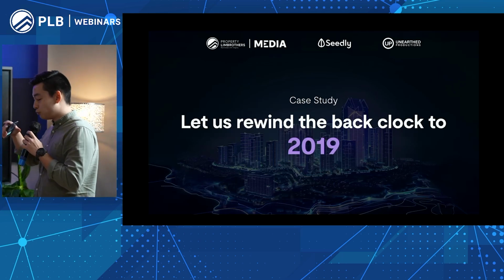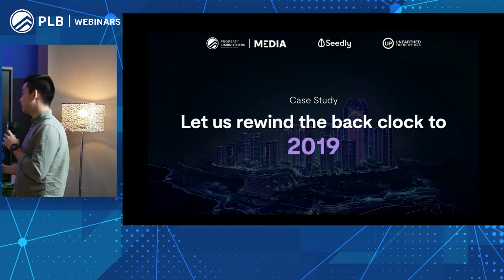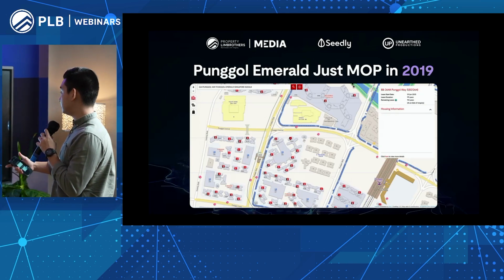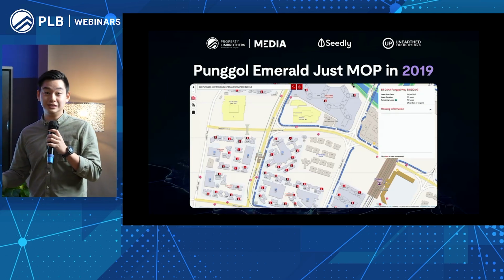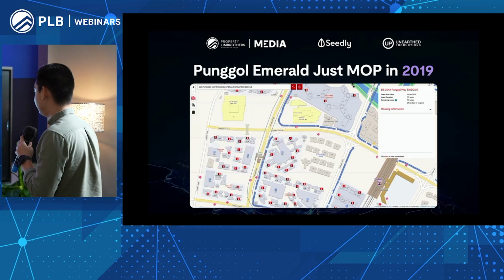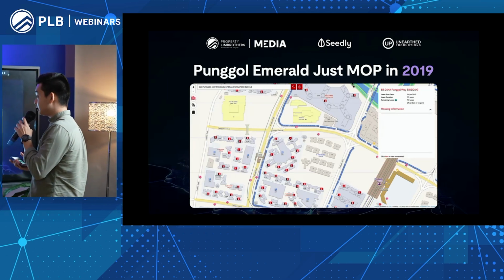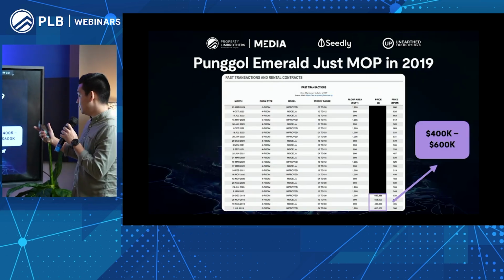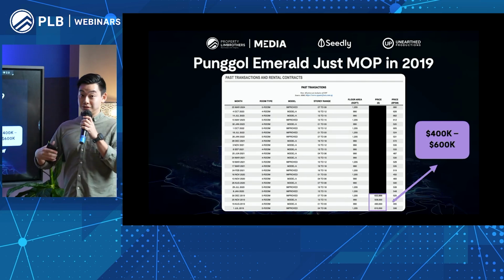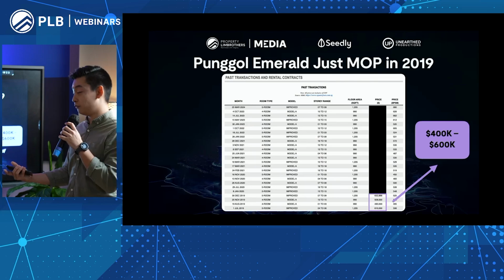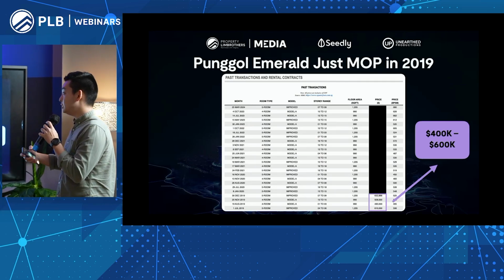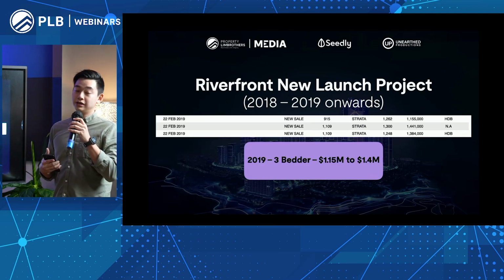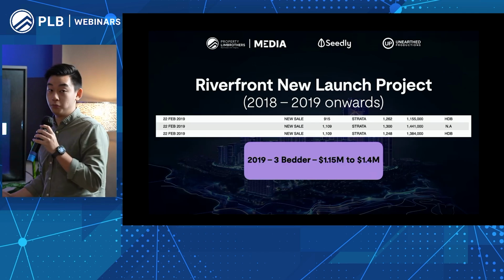So if we can just rewind the clock back to 2019, this Punggol Emerald HDB cluster has just reached its MOP as well. And this is a fantastic location because it's right beside the MRT station, with tons of amenities as well. If you do choose to stay in this place, I think you're going to enjoy it. But let's say the buyers or the sellers actually choose to dispose of the place in 2019, they would have sold it around 400 to 600K, depending on whether it's a 4-room or 5-room HDB flat. And let's say they were to choose to invest in a 3-bedder new launch, back then Riverfront Residences, we can see that the 3 bedders are priced around 1.15 to about $1.4 million.